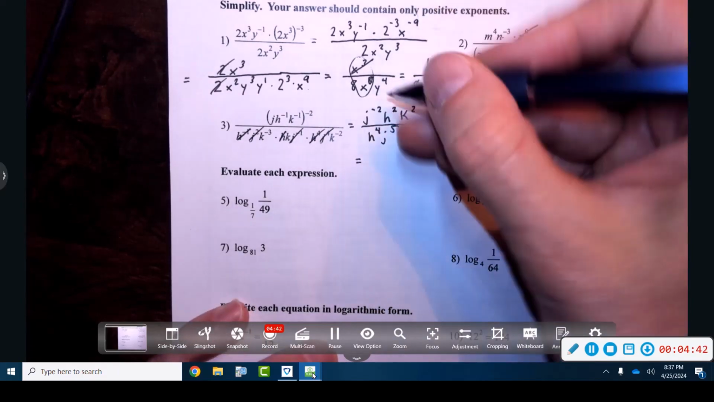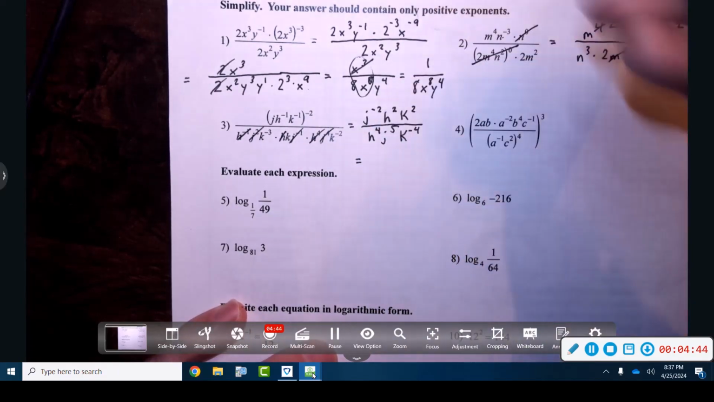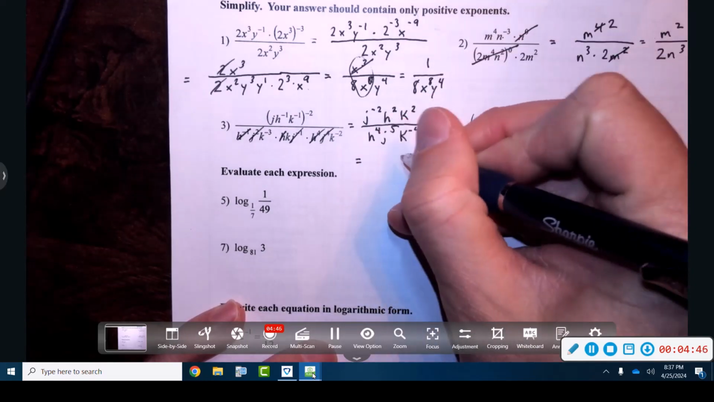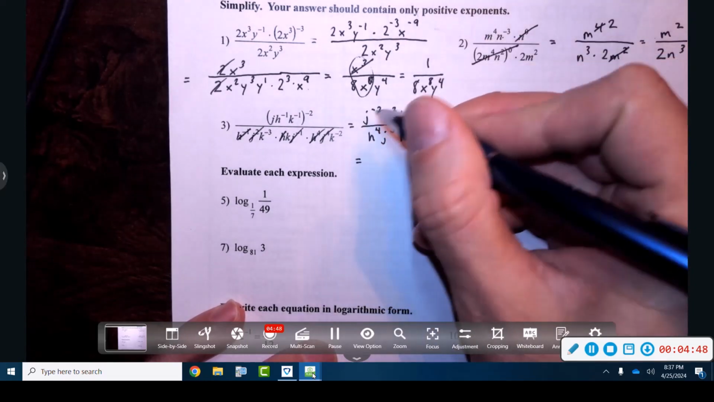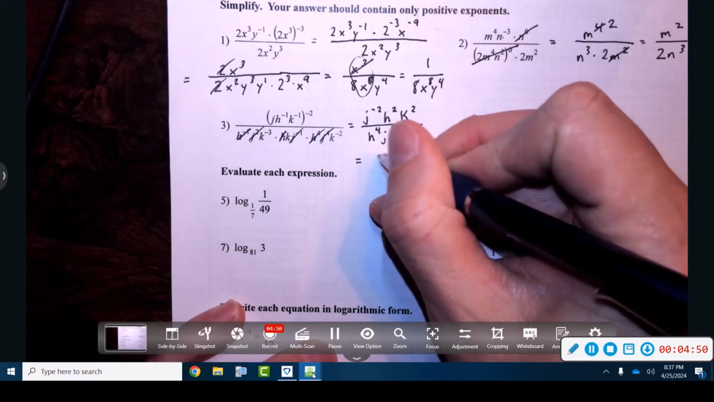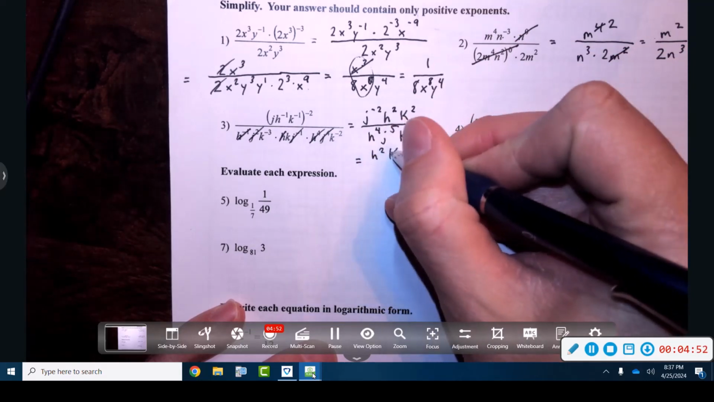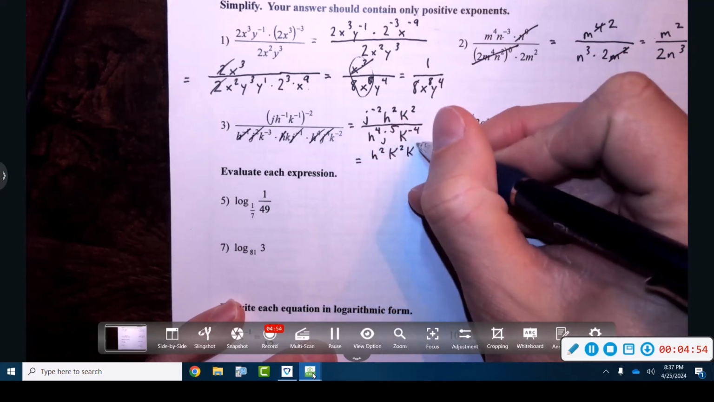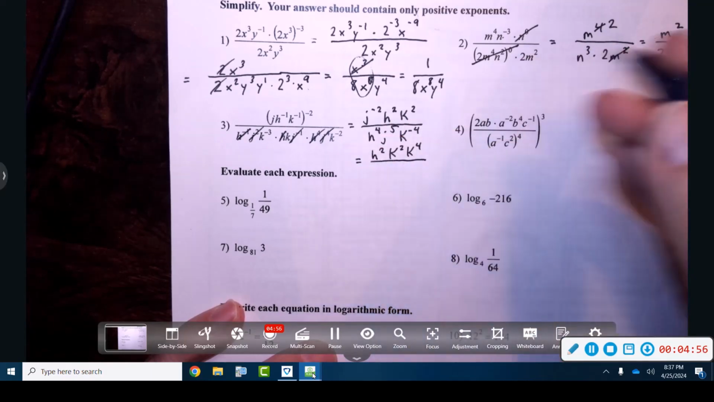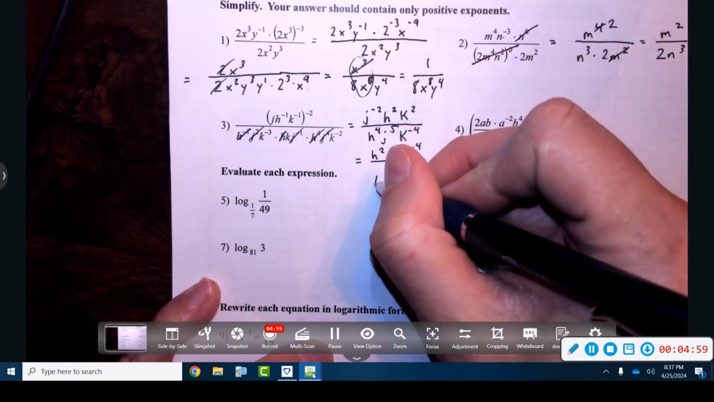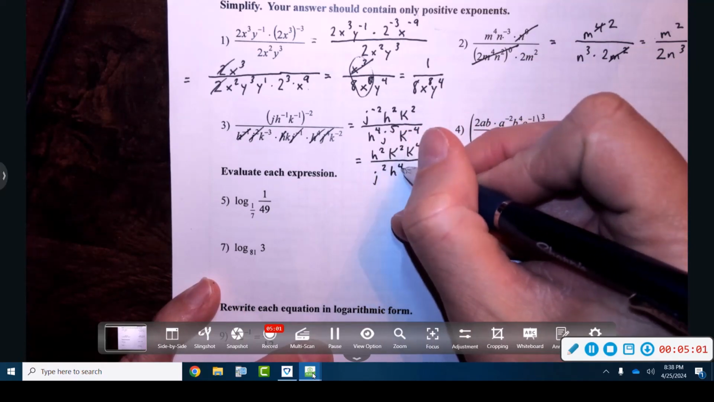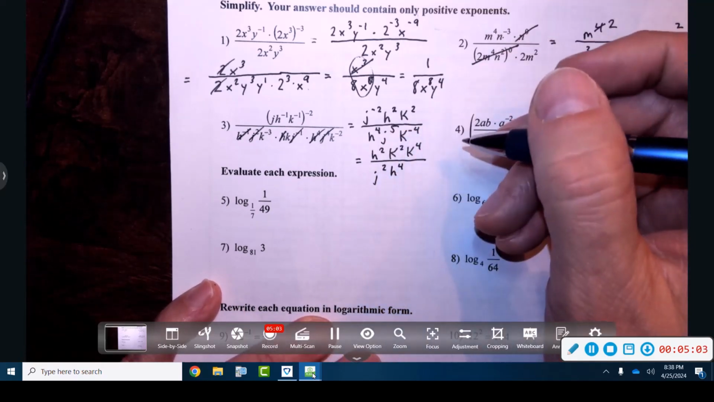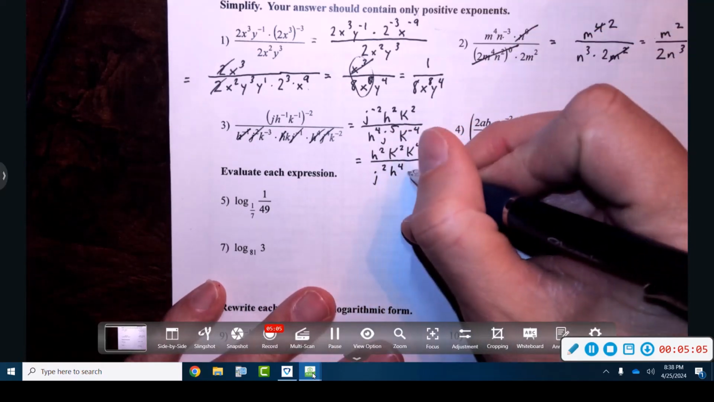It looks like the negative ones need to go up to the top, and the negative ones in the top need to go to the bottom. So I've got h squared, k2, k4. You could have added those in your head if you'd like. J squared comes down, h to the fourth stays, and that is j to the fifth, right?